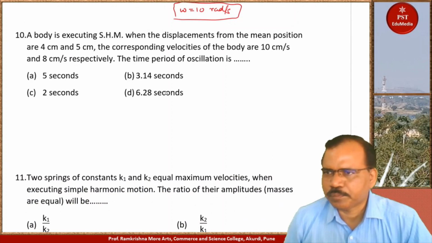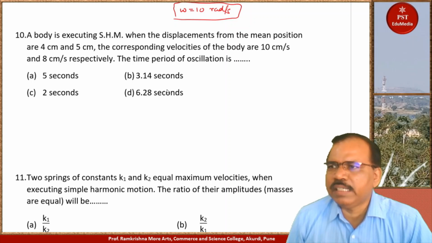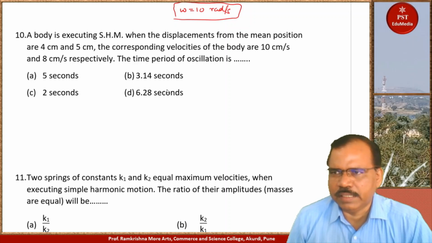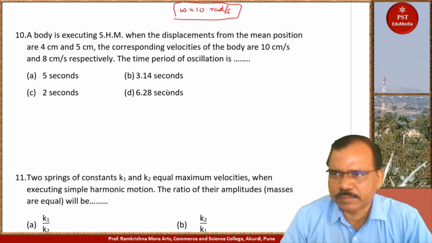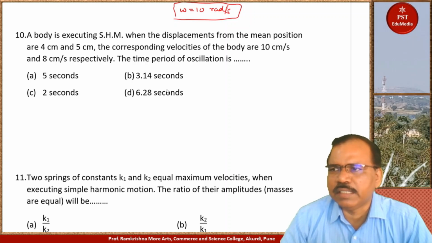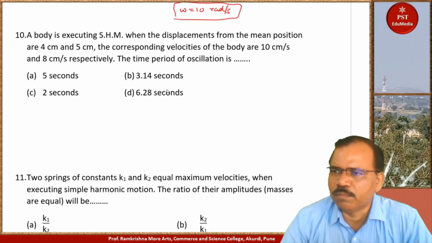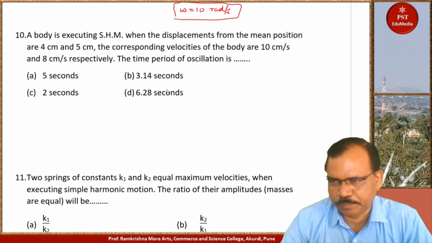Now next one. A body is executing SHM, simple harmonic motion. When the displacements from the mean position are 4 centimeter and 5 centimeter, means we have two displacements, the corresponding velocities of the body are 10 centimeter per second and 8 centimeter per second respectively. The period of oscillation is A 5 seconds, B 3.14 seconds, C 2 seconds and D 6.28 seconds.